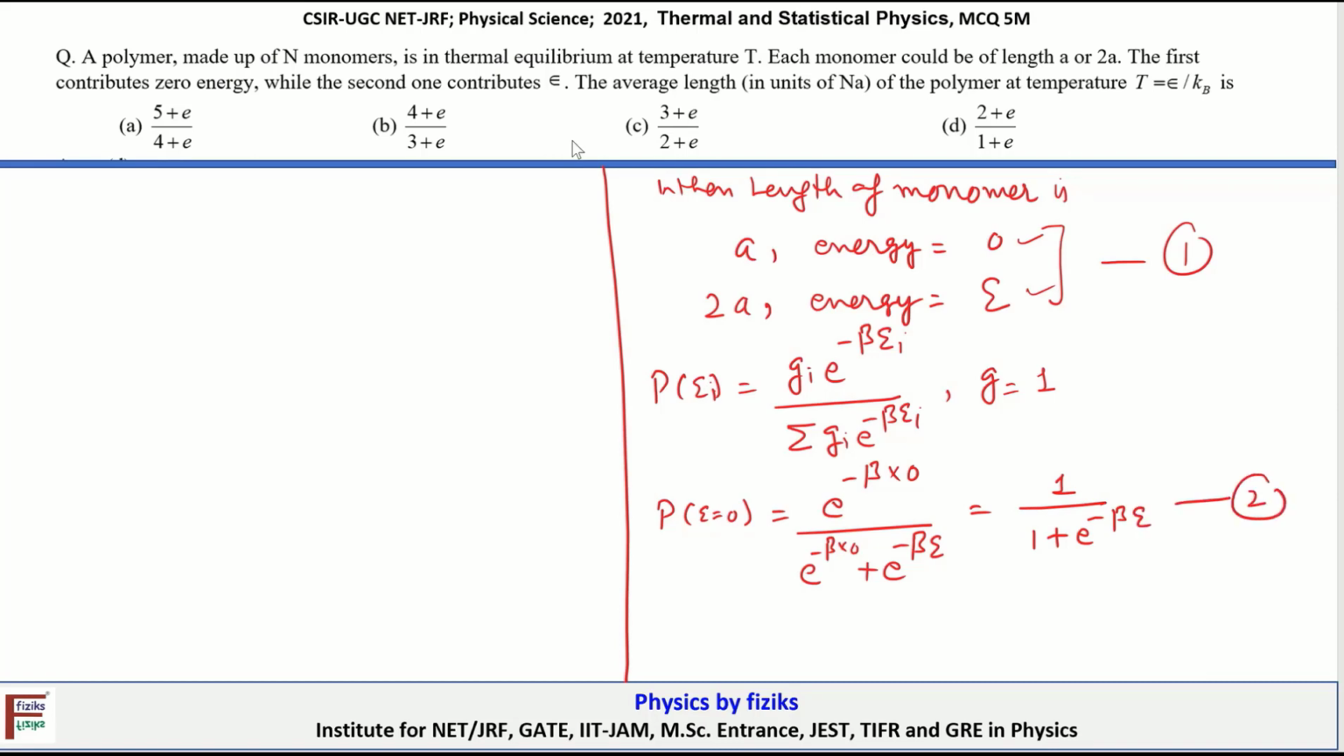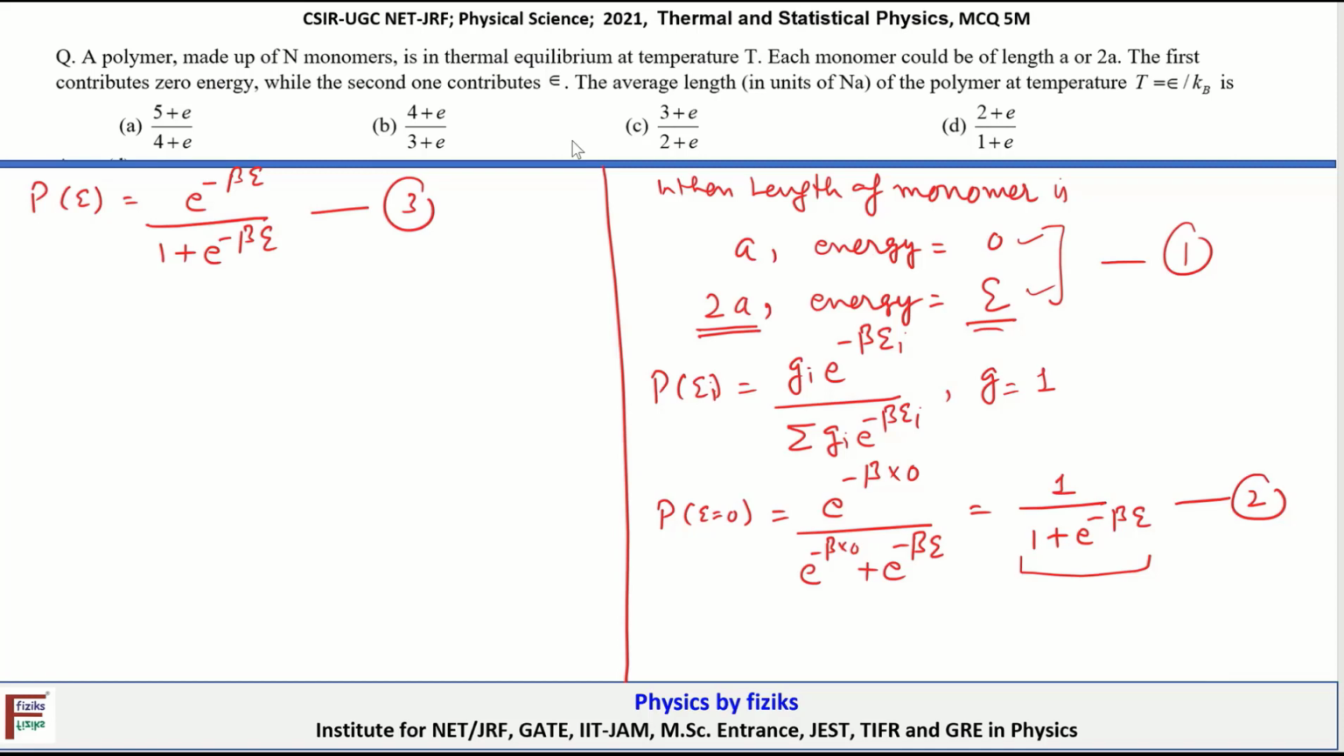Now in the same way we can write the expression for the probability of having energy E, that is, when we are talking about a monomer with length 2A. That is equal to exponential minus beta E, divided by the same denominator, 1 plus exponential minus beta E. Let me call this equation 3.